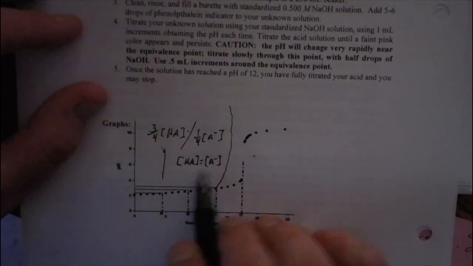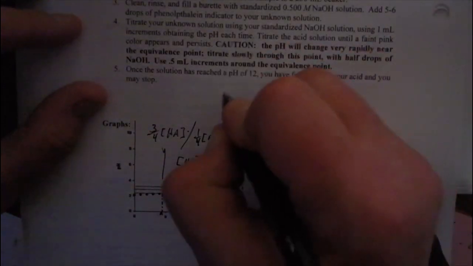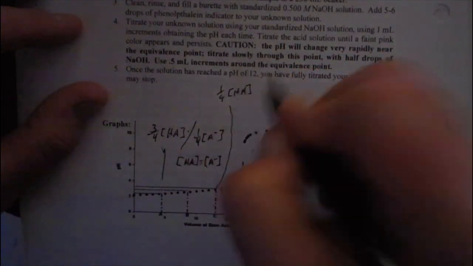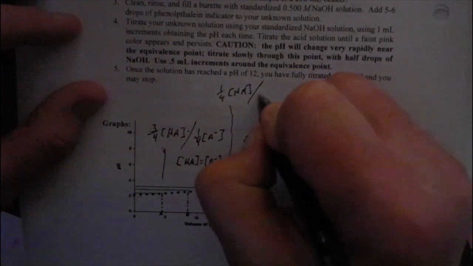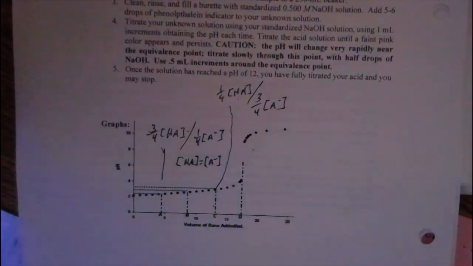And here we would have what? Here we have half and half, so they're equal to each other. But here we would have what? Yeah, 1/4 the acid. Remember, the acid's the one with the H on it, and 3/4 of the A minus. So basically, we're making these proportions at these levels. If we know those different amounts, then we can find the Ka. And if we can find the Ka, we can figure out the acid.